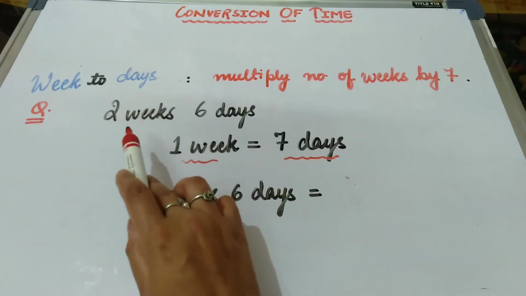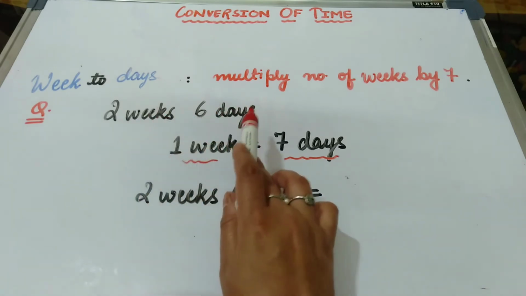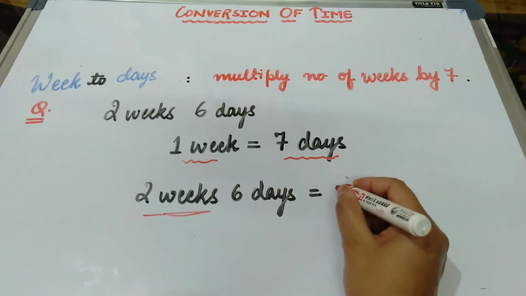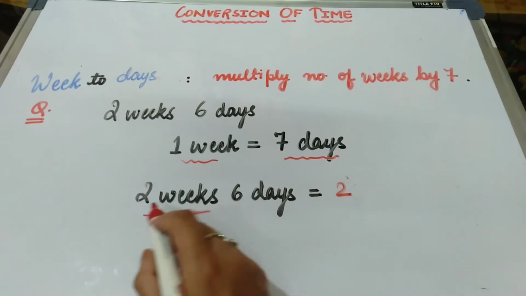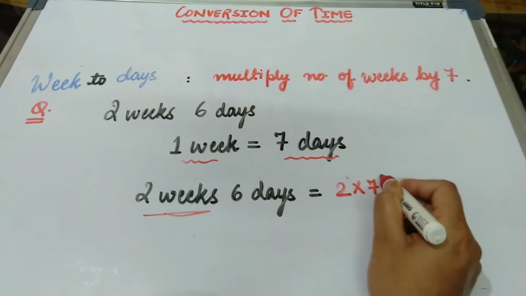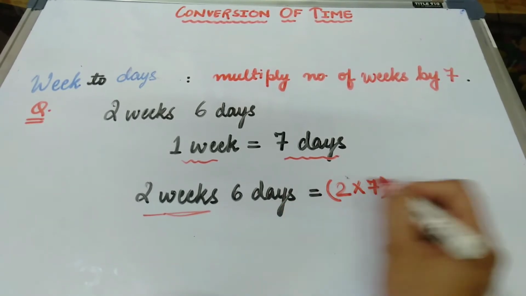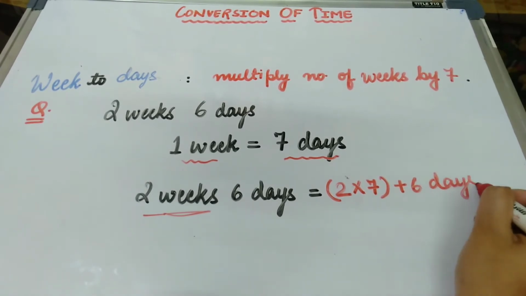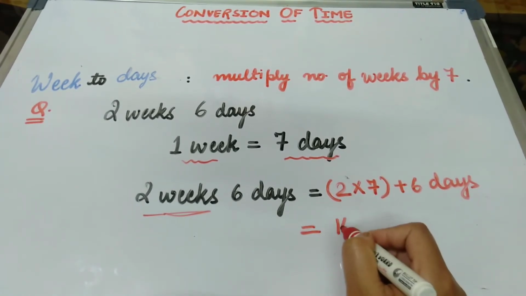So as in the question it is given 2 weeks 6 days, so we have to convert only the weeks. So we are going to multiply 2, as the number of weeks is 2, by 7, and 6 more days are there, so we are going to add it as 6 days. Now 7 twos are how much?